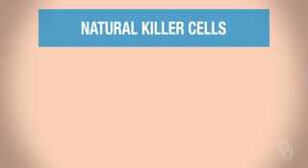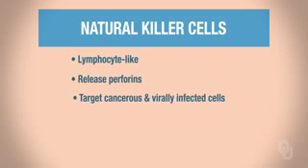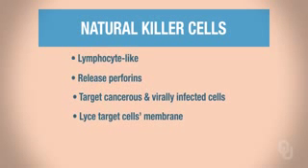So next, we have the natural killer cells. Natural killer cells are kind of like lymphocytes. They're important in the innate response, and they're going to release some chemicals called perforins that we'll discuss here in a second. They're going to target cancer cells, and they target virally infected cells, and they're going to lyse the membranes of those cells. So let's look at how natural killer cells work.